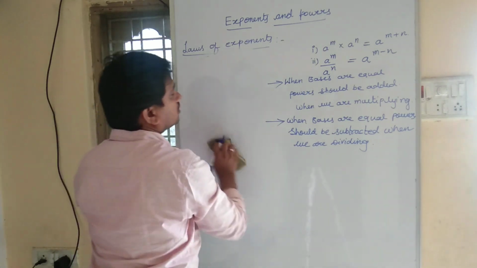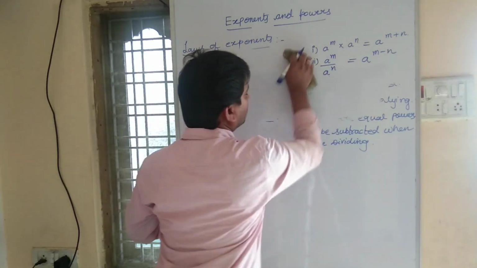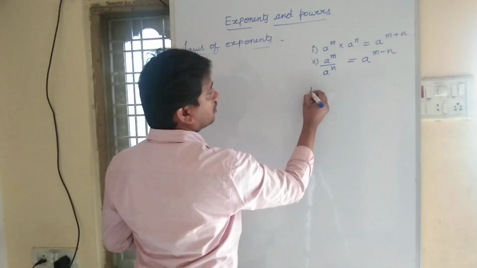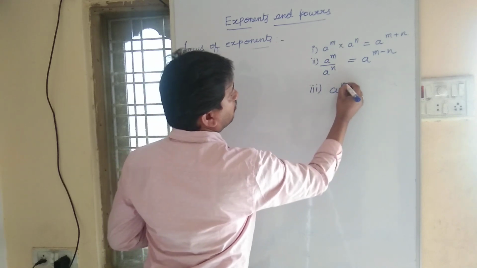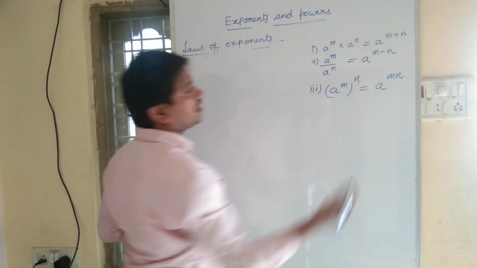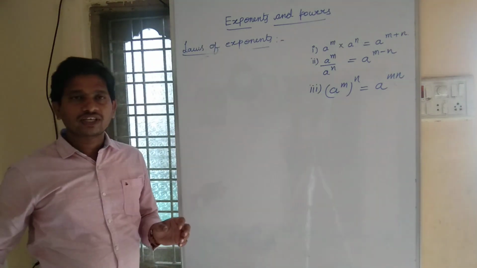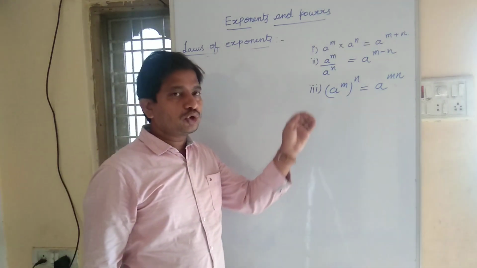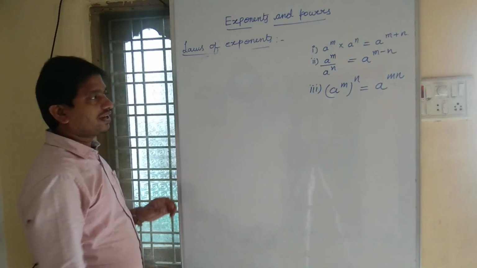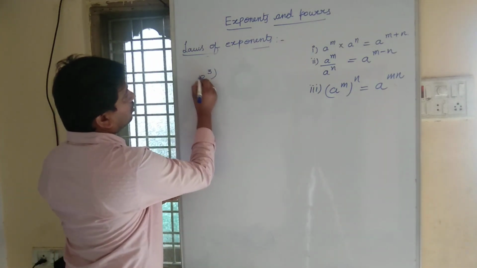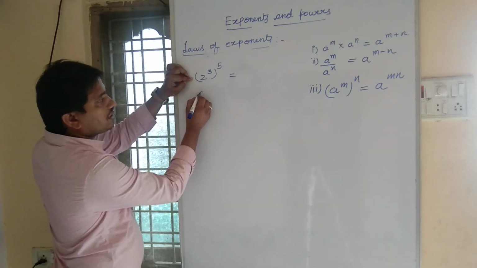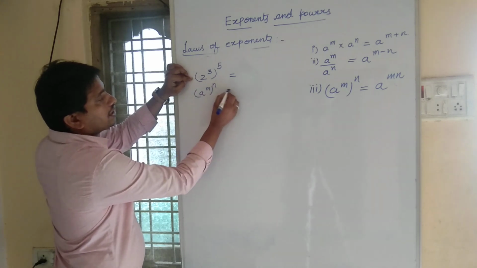Now coming to the third law of exponent. What is our third law of exponent? A power m whole to the power n is equal to a power m into n. What is our third law of exponent, children? A power m whole to the power n is equal to a power m into n. For example, children, 2 power 3 whole to the power 5.